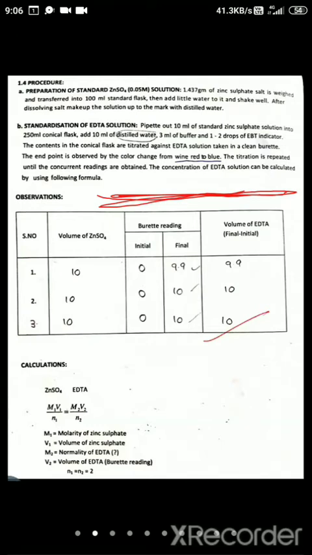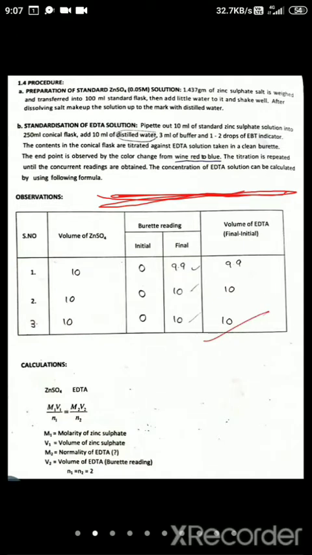Add 1-2 drops of EBT. Now the wine red color is formed. It's unstable. Next, in the conical flask we titrate with EDTA solution. We get blue color. The wine red color solution is converted into blue color. Stop the titration and get the readings.